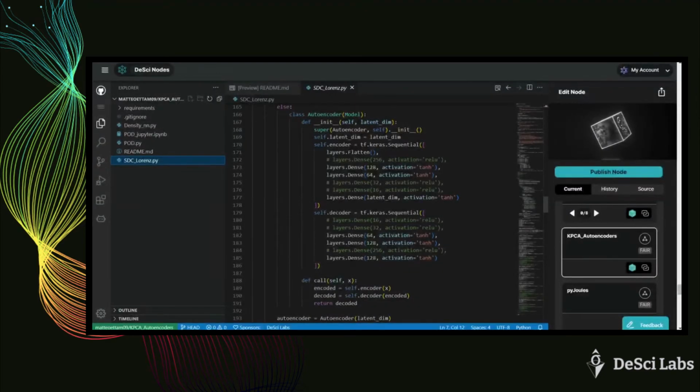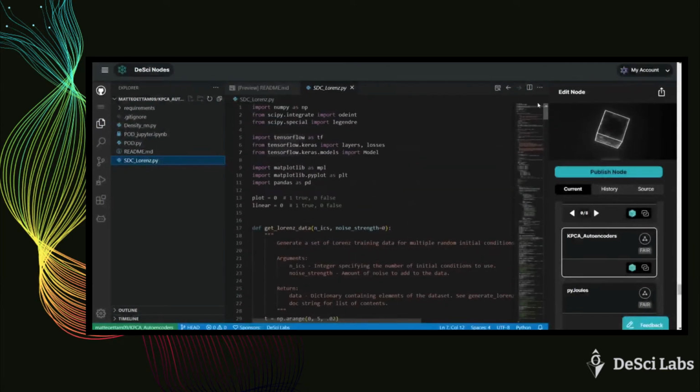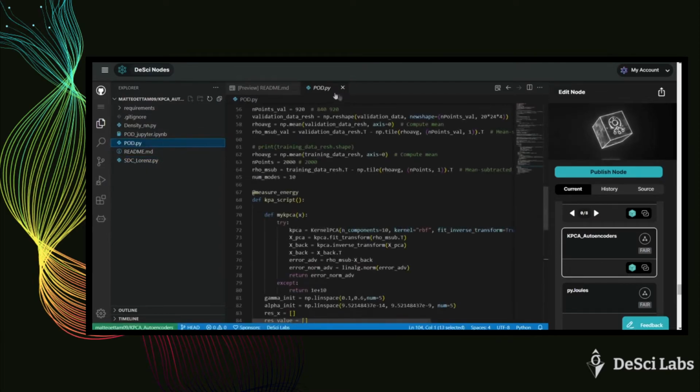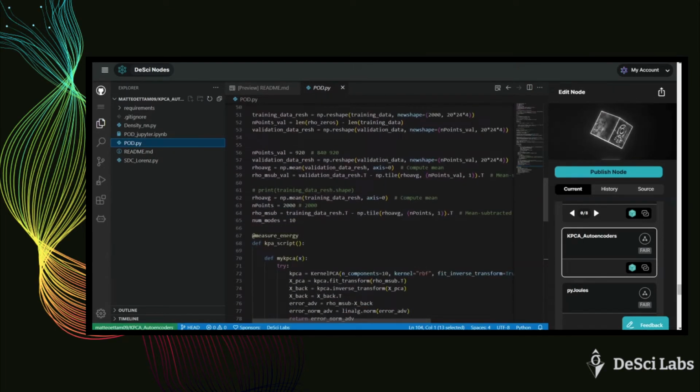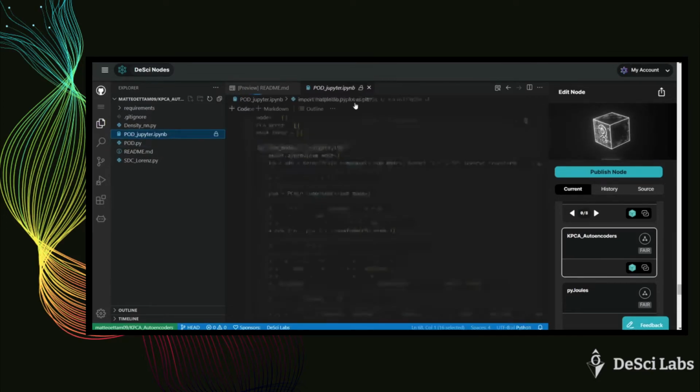But for now, we have a function for SDC Lorenz. So this is the whole file where we generate the different data sets for the Lorenz system, and then we train the network and compute the error. We have a POD, which is just used to compute the computational time and execution time, but in fact, we mainly use the Jupyter notebook.